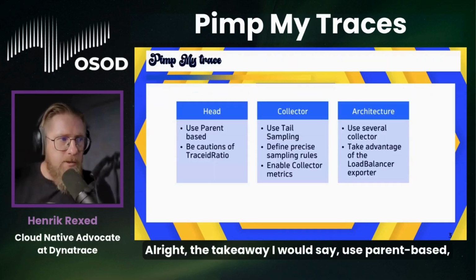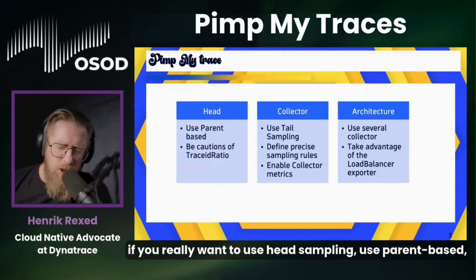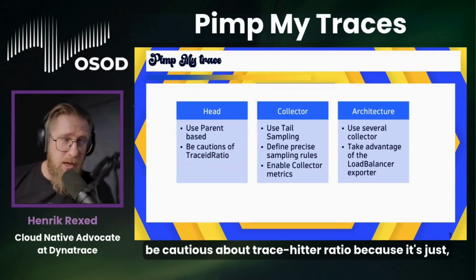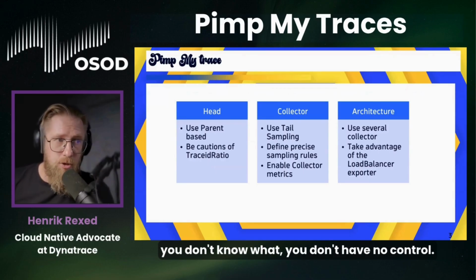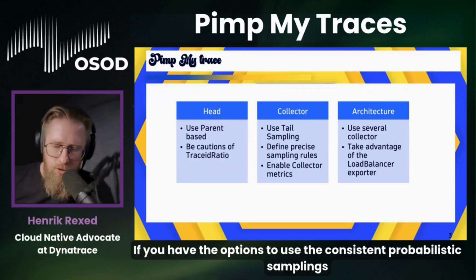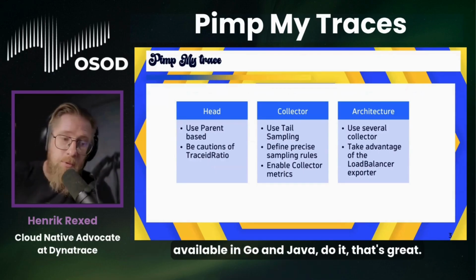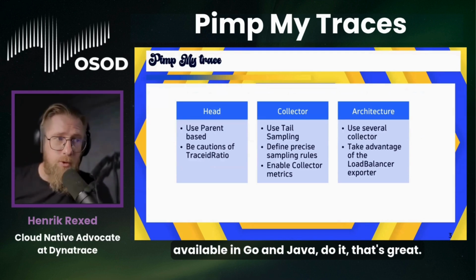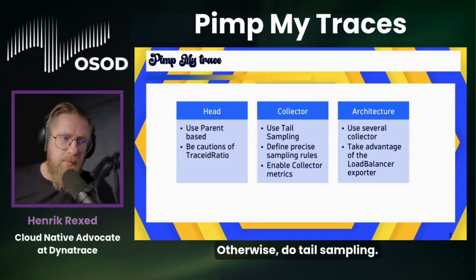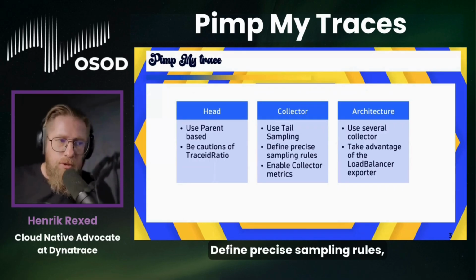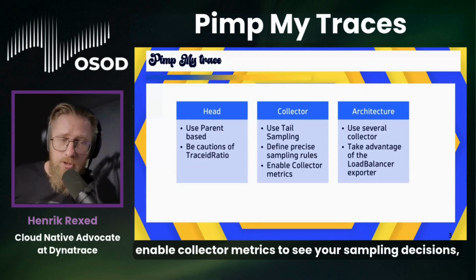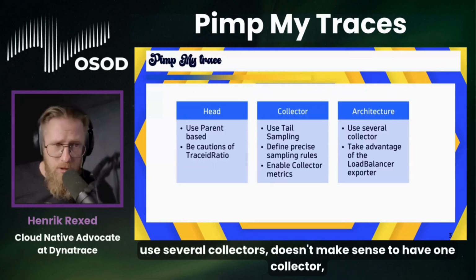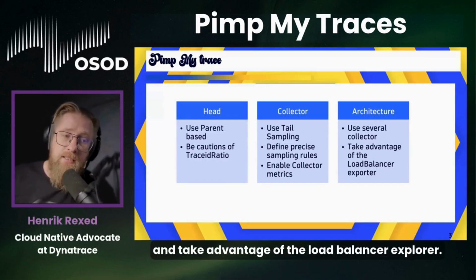All right, the takeaway I would say: use parent-based. If you really want to use head sampling, use parent-based. Be cautious about trace-ID ratio because you have no control. If you have the option to use the consistent probabilistic sampling available in Go and Java, do it. That's great. Otherwise, do tail sampling. Define precise sampling rules. Enable collector metrics to see your sampling decisions. Use several collectors. It doesn't make sense to have one collector, and take advantage of the load balancer exporter.